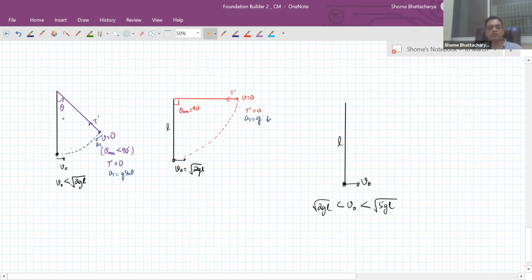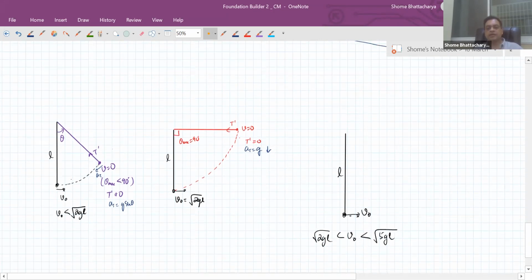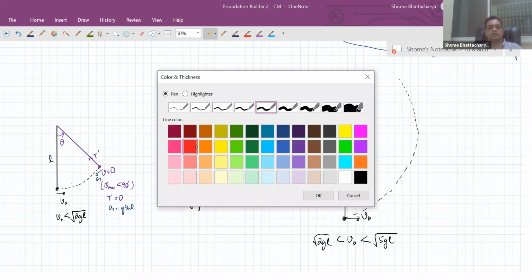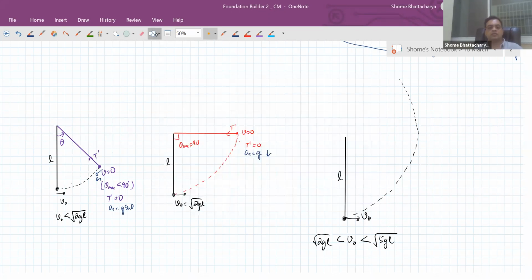L, by the way, is the length of the thread in all these cases. So in this case, what happens? The particle starts from here and it reaches some kind of a position beyond 90 degrees. But at that position, the string slackens. So when it reaches some angular displacement of more than 90 degrees, the tension in the thread becomes 0.